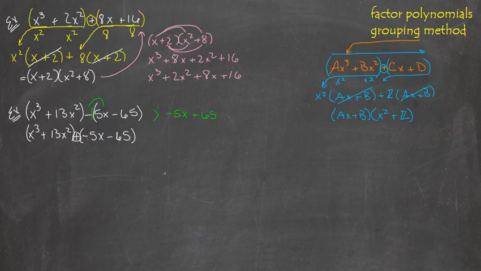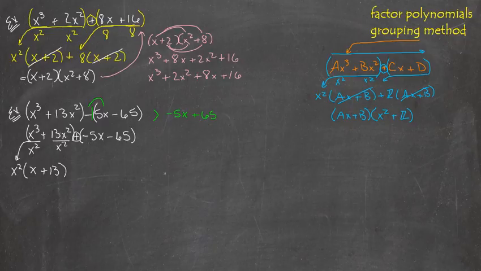Now let's factor out each group individually. What is the greatest common monomial factor for the first group? X squared. And now let's pull that out: x squared and do division. x cubed divided by x squared is x. 13x squared divided by x squared is plus 13. Let's move to our next group.